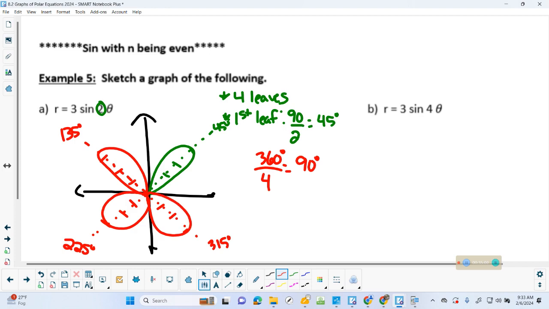That is the worst looking rose I think I've ever drawn. All right, questions on that guy? All right, I regret this one.